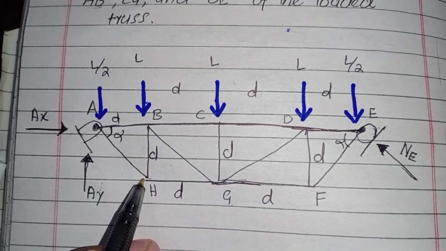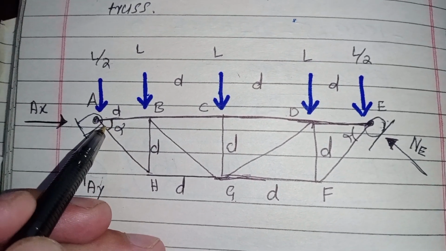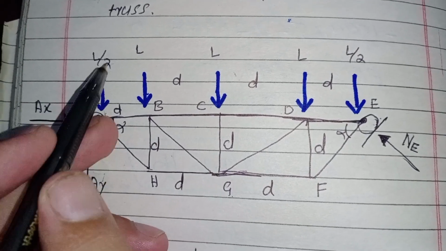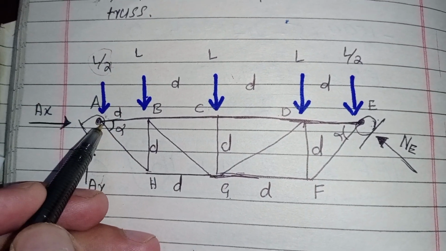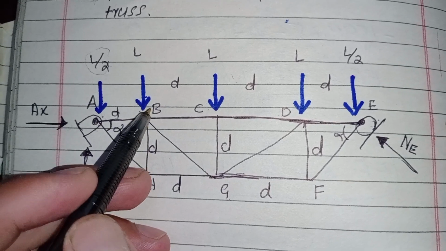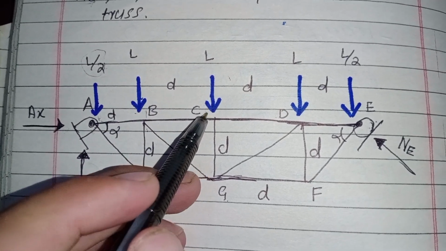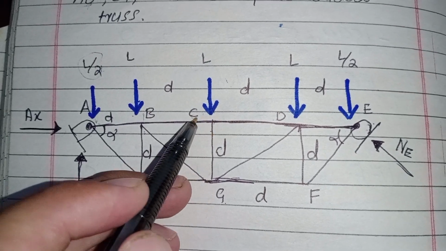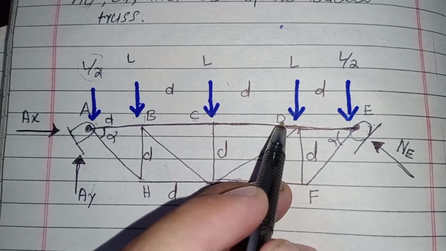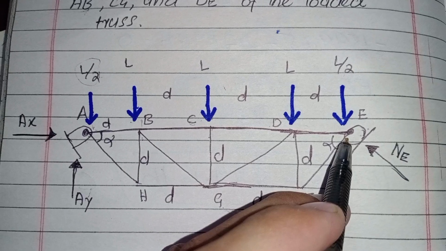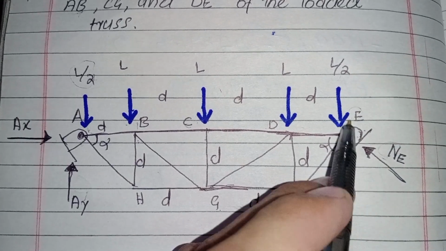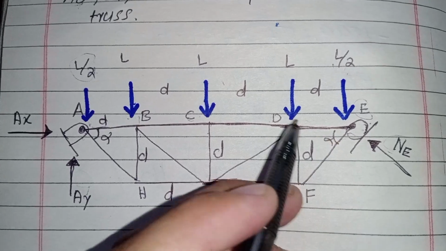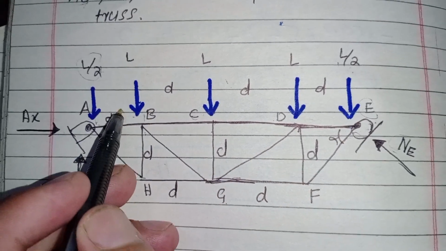In this truss, it is loaded by L by 2, a half load here, and one load is here. This is the generalized problem. So one load L at point C and one load L at point D, and half L at this support which is at point E. L divided by 2, half. And the distance between A and B is D.